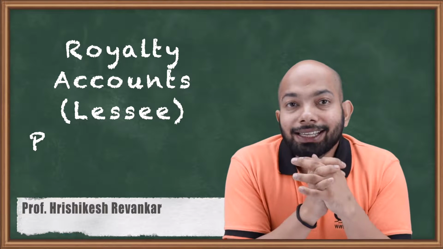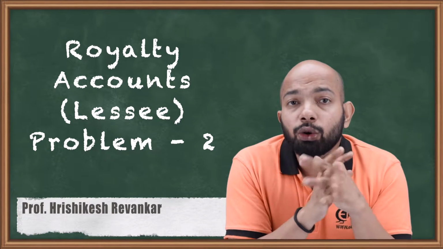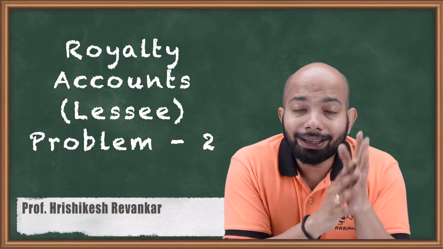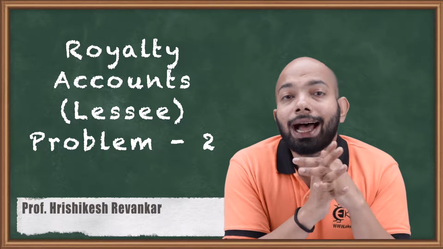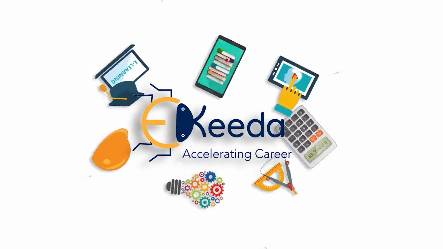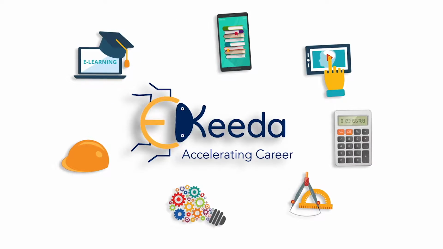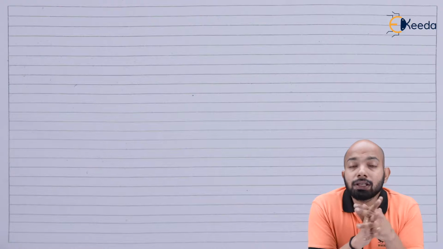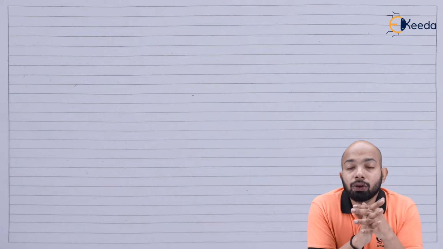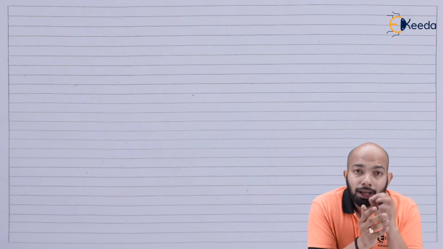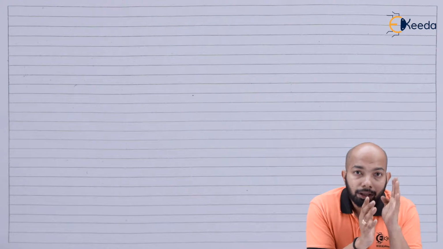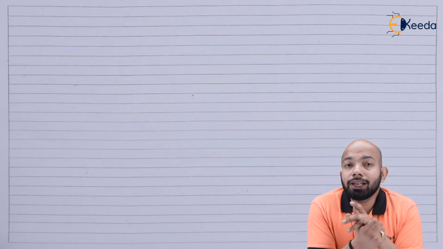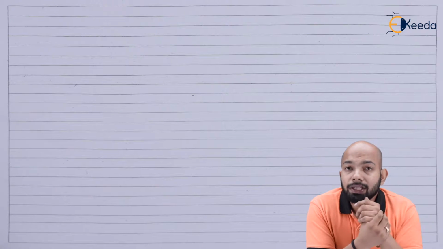Hello friends, we'll be understanding certain details about one royalty account problem right now, whereby the lessee will be a part of this transaction. That means all the transactions are supposed to be recorded as per the books of the lessee. In the previous video, we understood how a lessee account is supposed to be prepared, how the ledger accounts are supposed to be prepared. Right now, we'll be understanding how the journal entries are supposed to be made for one specific illustration here.